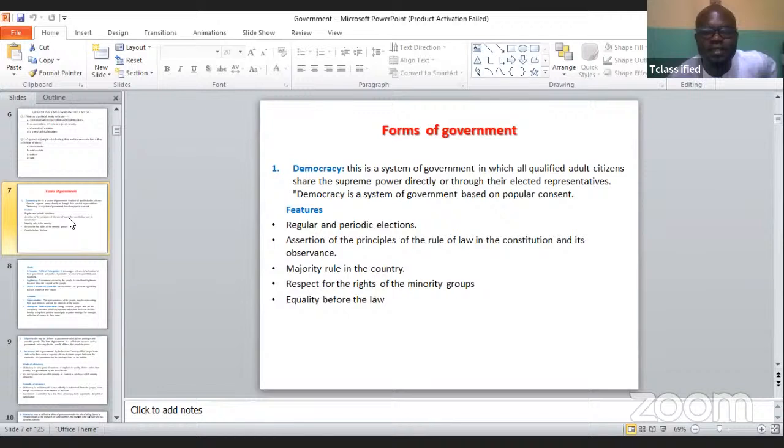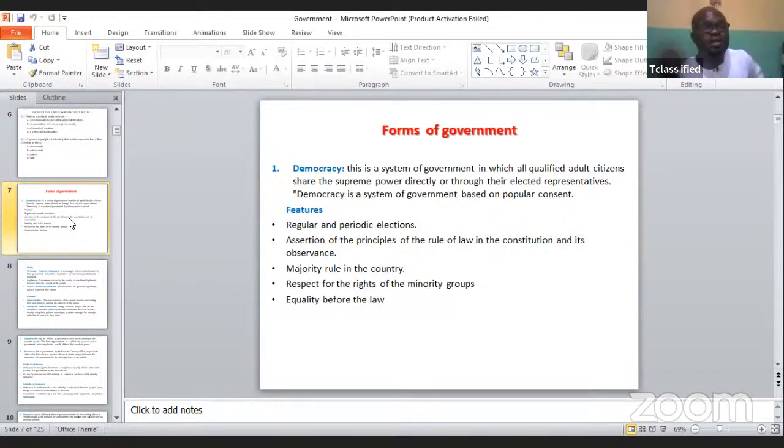Democracy is the system of government in which all qualified adult citizens share the supreme power directly or through their elected representatives. Democracy is a system of government based on popular consent, and it has the following features. For you to say that a country is having democracy, there must be regular and periodic elections. Very, very important. Number two, there must be principles of the rule of law in the constitution and its observance.